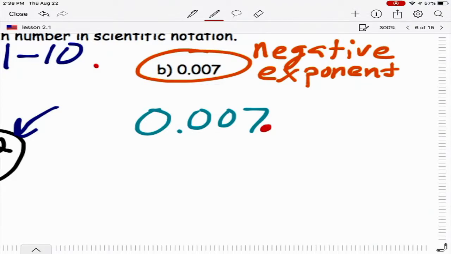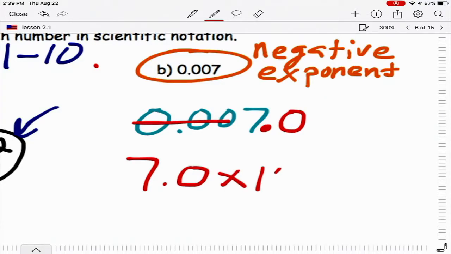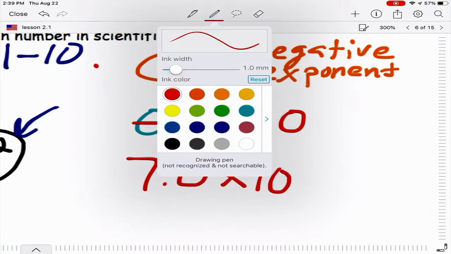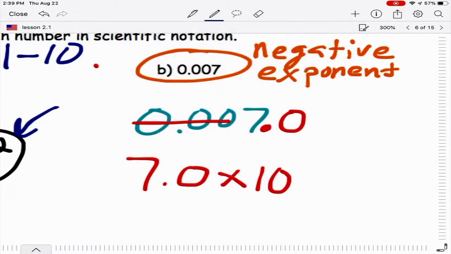Now that would be 7 point, and I can add a 0 if I wanted to. 7.0 is in between 1 and 10. So now I'm going to write 7.0. I don't need to worry about any of this. Times 10, like we always said before. And then to get the exponent, I'm still going to count the spaces from the old decimal to the new decimal. So here's going to be 1, 2, 3. So my exponent's going to be 3.